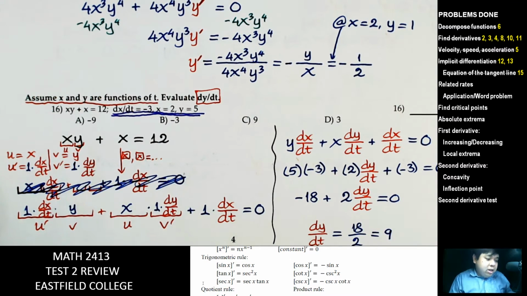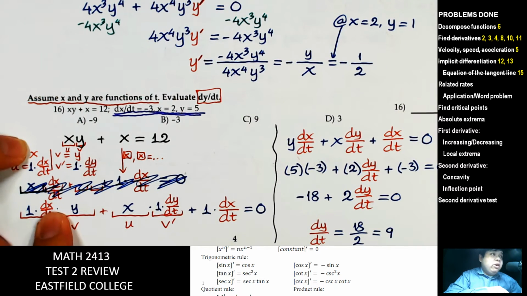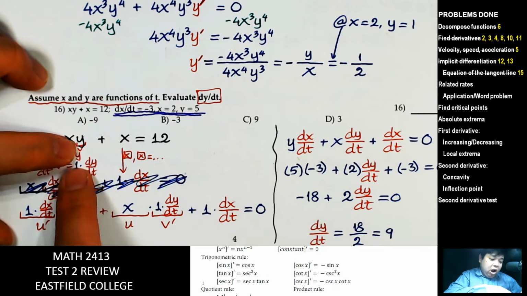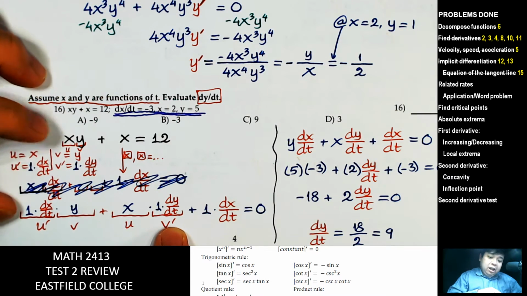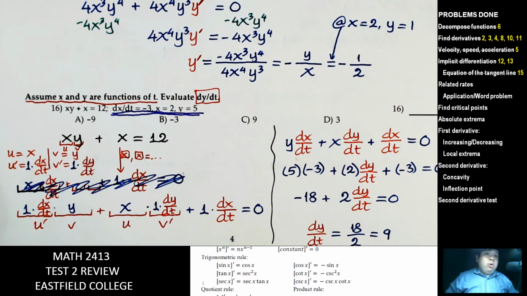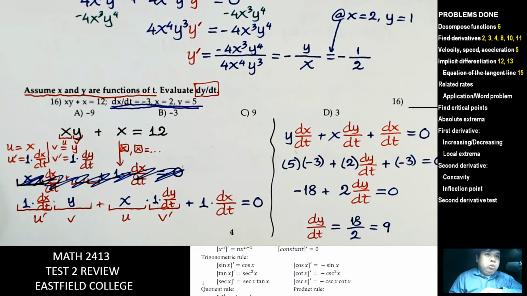Right. So notice that in this related rates problem, x and y and any variables are functions of t. So in that case, we have to have dx over dt when we have x, dy over dt when we have y, and whatever the variable is, we have to use the chain rule. Right, so that was 16.